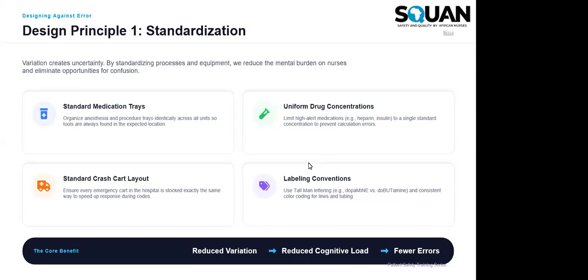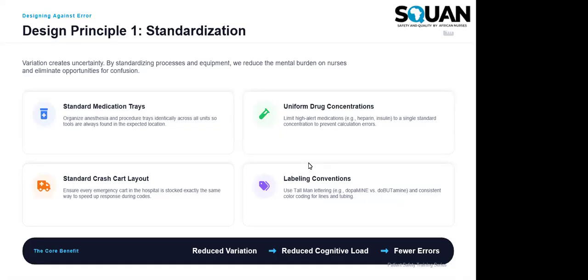Also, uniform drug concentrations. You can't have heparin of 10 milligram in one place and heparin of 100 milligram in another place, right? Or insulin of 100 units per mil in one place and another insulin of 10 units per mil in another place, because you are giving people unnecessary mental burden to first of all look at it and be sure that they are giving the correct one, then to start calculating what is relevant for the patient that you're attending to at that time, and all of that creates unnecessary delays and also creates room for errors. So uniform drug concentration helps us limit high alerts. We have to limit the high alert medication concentrations to prevent calculation errors as well, right?